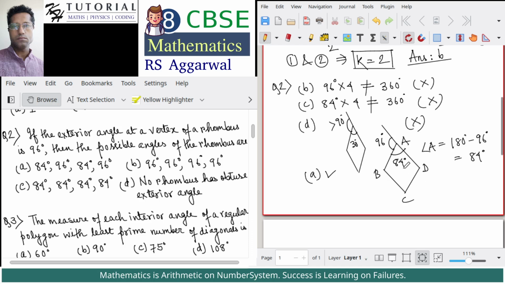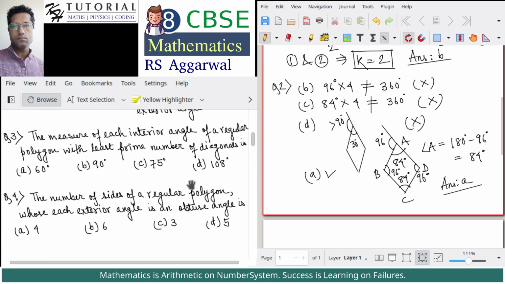Now if it is 84 degrees, definitely since a rhombus is a parallelogram, its opposite angle C will also be 84 degrees. And angle B and angle A are adjacent angles in a parallelogram, so angle A and angle B will be supplementary, and so angle B will be 96 degrees. So clearly we can see that the angles are 84, 96, 84, and this will also be 96 degrees. So this way we could have directly solved the problem. So the correct choice is answer A.